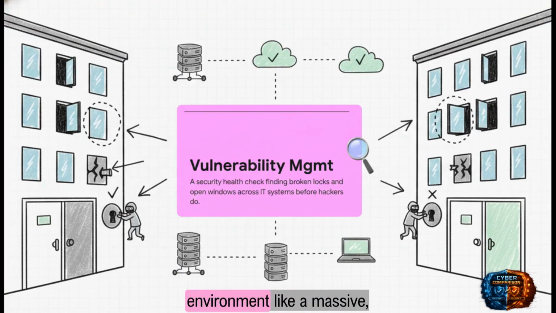Think of your IT environment like a massive, sprawling office building. Vulnerability management? Well, that's your tireless building inspector. These platforms are out there checking every room, every window, testing every single door across your servers, clouds, and laptops, finding the broken locks way before a hacker can even jiggle the handle. Both Qualys and Rapid7 do this, but they go about it in very, very different ways.